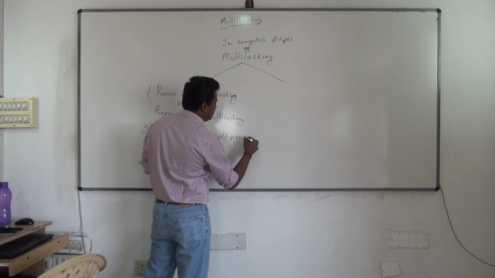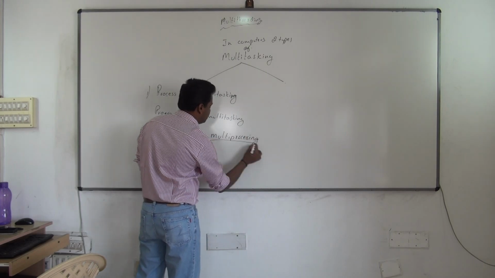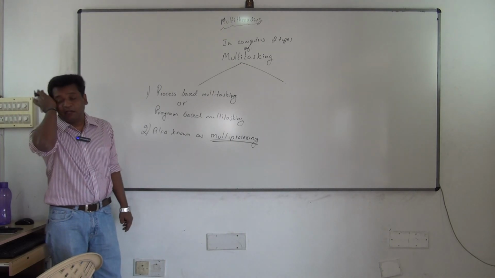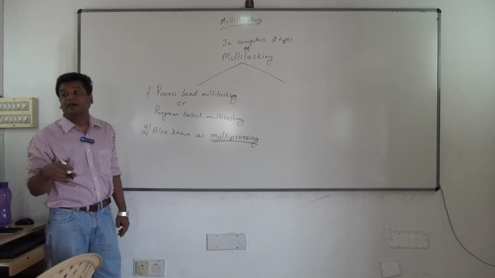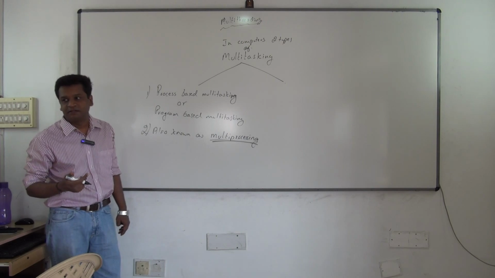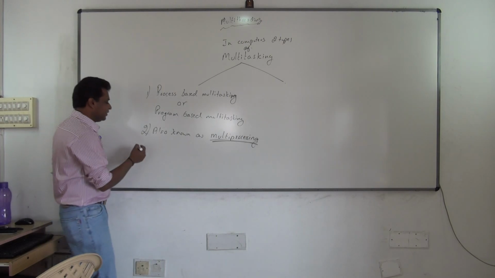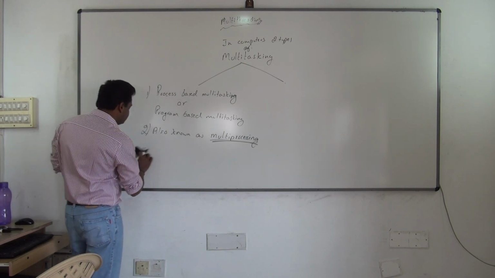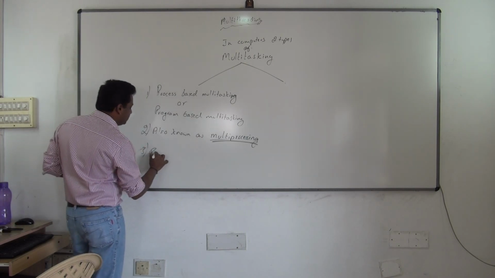Multi-processing. It is also known as multi-processing. This is very important now. So what is multi-processing? Doing multiple processes, or having multiple processes running at the same time, is called multiprocessing. And this is related to the operating system. It means it is related to the OS.